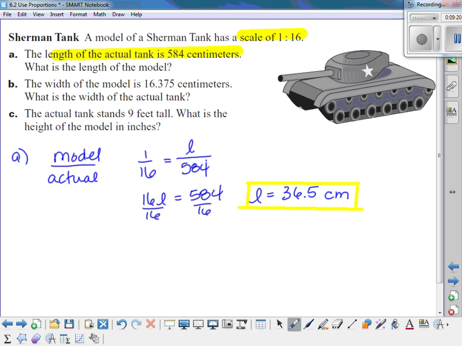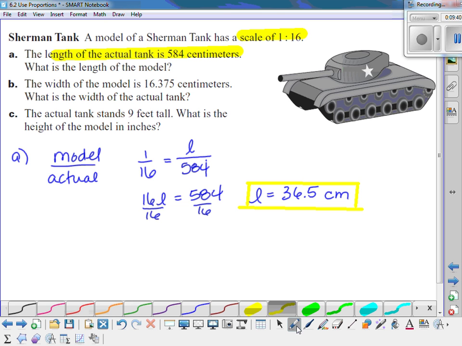Now, if you accidentally set it up the wrong way and you had the 584 in the wrong place, you would end up with a huge number. And that should set alarm bells off in your head, because we're talking about a model. A model should be smaller than the actual thing. So you should be expecting to get a smaller number for this one.